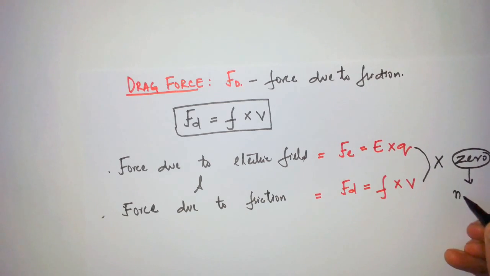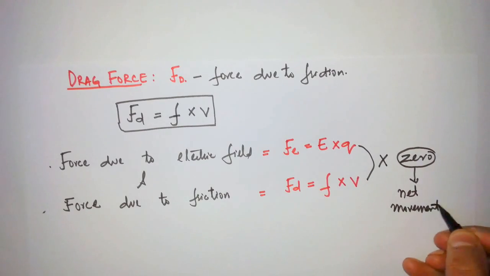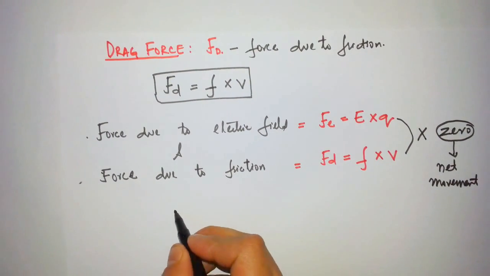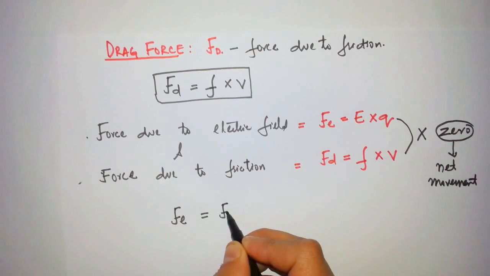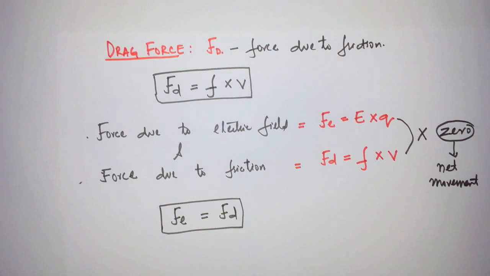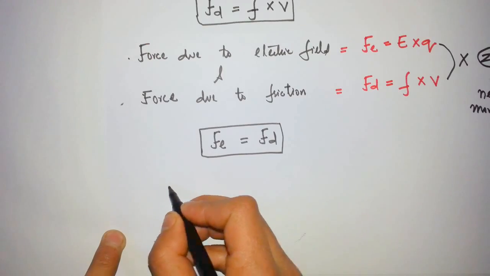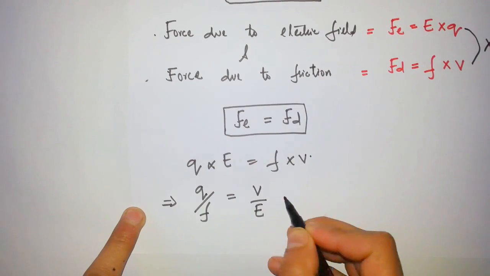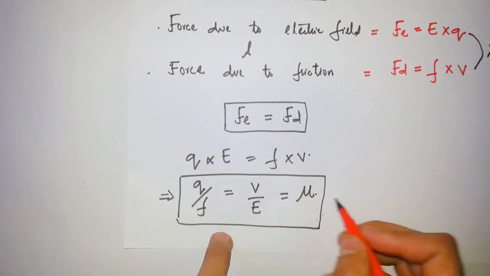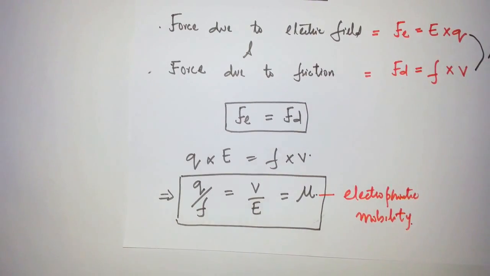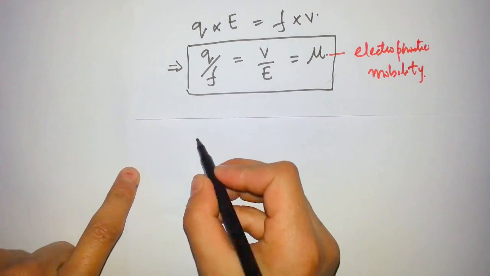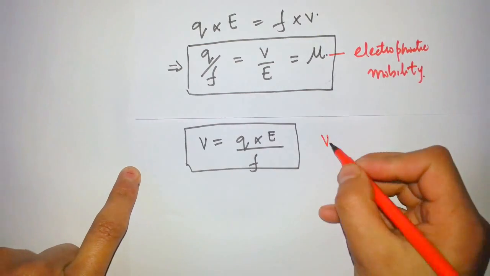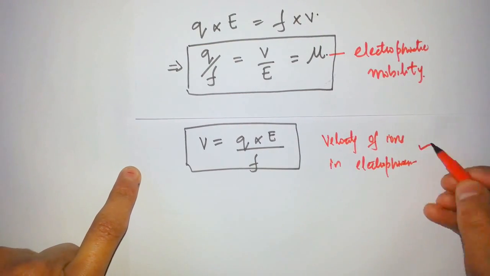In order to get the electrophoretic mobility, we will simplify these equations. In electrophoresis, there is a net movement of the molecule. That means the force due to the electric field equals the force due to the friction. When putting in the values of Fe and Fd, we get Q × E = f × v. After simplifying this, we get the electrophoretic mobility, which is denoted by mu. Rearranging the equation, we will get the velocity of the ions in the electrophoresis.